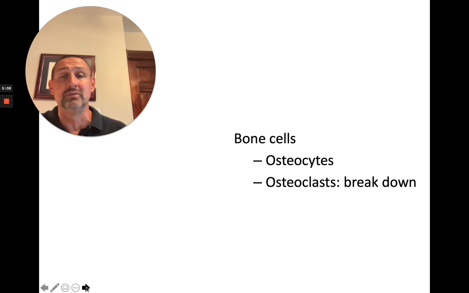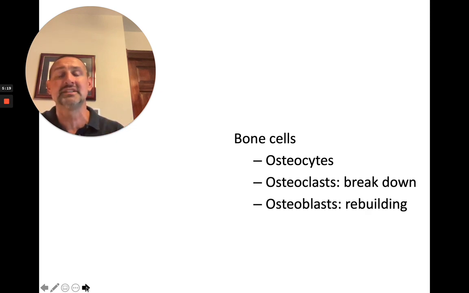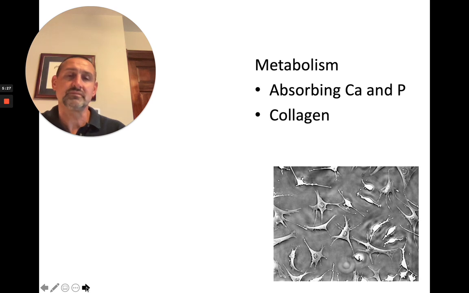There's three major types of bone cells. Osteocytes are mature bone cells. Osteoclasts have the job of breaking down bone, releasing calcium. Osteoblasts are the builders. So think of it as clast, chompers, blast, builders. Osteoblasts rebuild and replace bone.